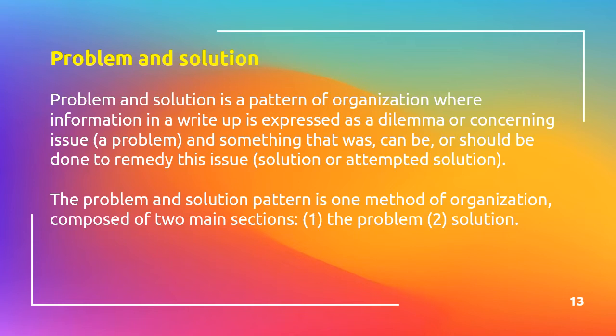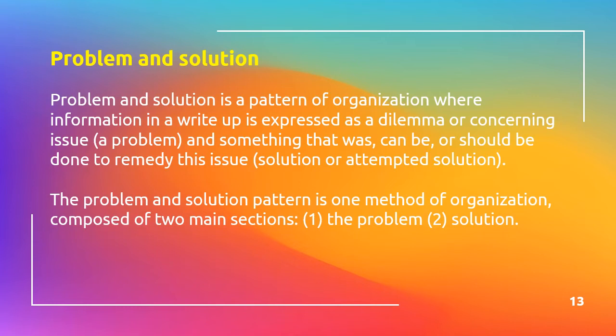We're in for a problem and then you give a solution. Okay, but to be specific, problem and solution is a pattern of organization where information in a write-up is expressed as a dilemma or concerning issue, which is the problem, and something that was or can be or should be done to remedy this issue, which is the solution. Okay, so we have here the dilemma or concerning issue, which is the problem, and we also have here the remedy to this issue, which is the solution.